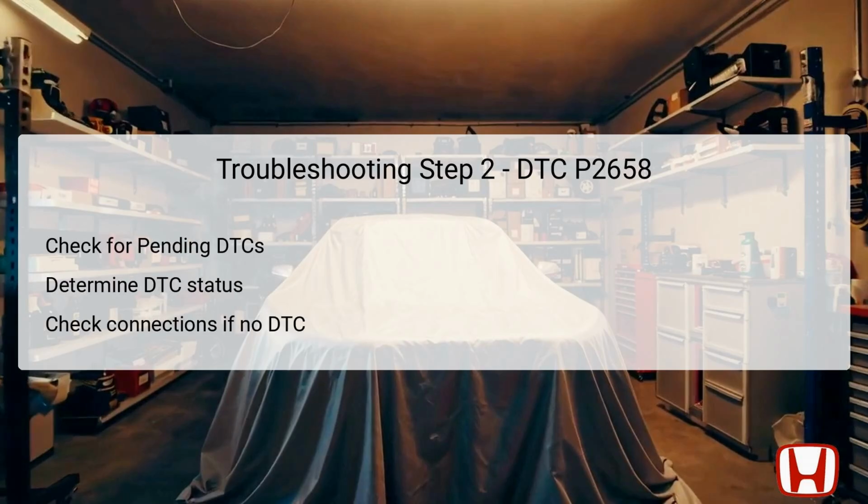After clearing the DTC, it's crucial to check whether the DTC P2658 is indicated in the system again. Use the HDS to examine both pending DTCs and confirmed DTCs. If DTC P2658 is present, this indicates that the fault remains and further inspection is warranted. However, if the DTC does not show up, it could suggest that the issue is intermittent, meaning it may not currently be affecting the system's operation.